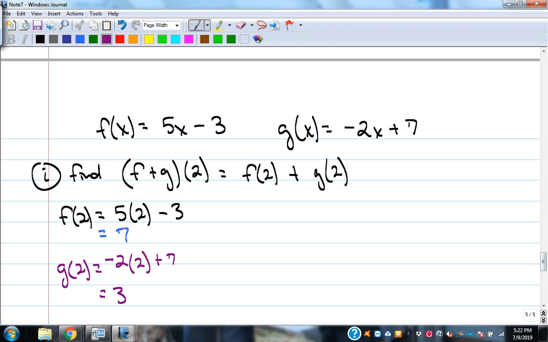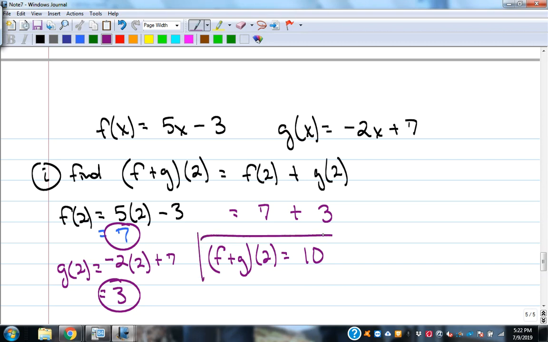So then I take those answers. Those are the ones I want. F of 2 is 7. G of 2 is 3. 7 plus 3. So f plus g of 2 is equal to 10. So you're working it out for each individual problem and then doing the operation with those.